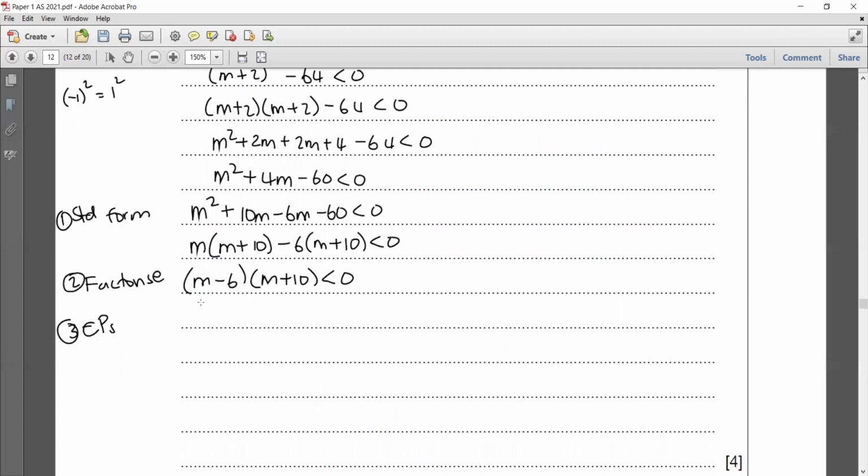Now, step number 3, what you need to do is find the critical points. Now, the critical points, very easy to solve. You just take this factorized expression. So you say m minus 6, and then m plus 10, and you equate it to 0. That's step number 3. We're still solving the inequality, but at this step, it's equal to 0 because we're looking for specific points. So this means m minus 6 is 0, or m plus 10 is 0. This means m is 6, or m is -10. Okay, so these are what we call our critical points.